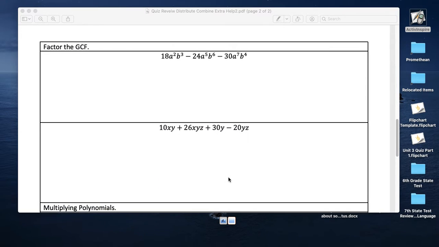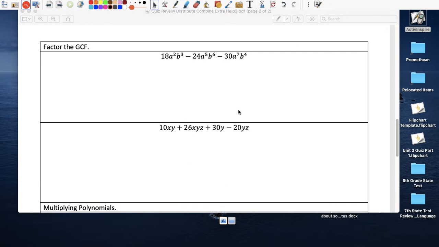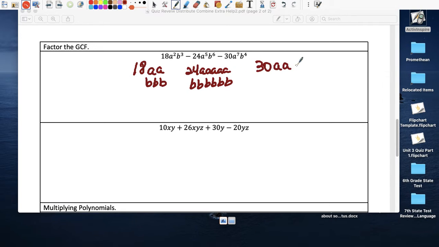Factor the GCF. Okay, so using the greatest common factor, right? Actually, you know what? Let me write this again, like this. That's what that is. This is a. 1, 2, 3, 4, 5. 1, 2, 3, 4, 5, 6. Right? That's exactly what it is in the expanded form. 3, 4, 5, 6, 7. How many b's? 1, 2, 3, 4.